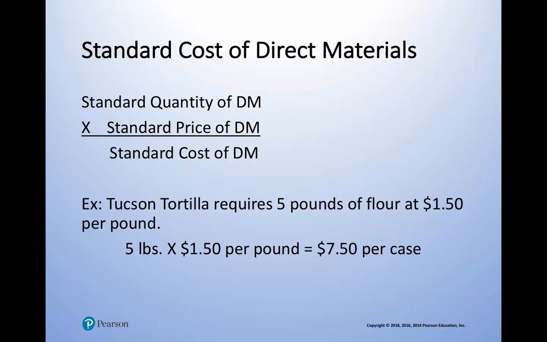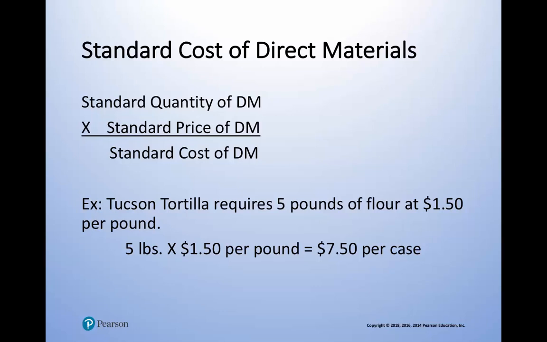Our example here: Tuscan tortilla requires 5 pounds of flour at $1.50 per pound. This is the first thing you want to write down, because we're going to follow Tuscan tortilla throughout the chapter. So our standard quantity is 5 pounds and our standard price is $1.50 per pound. We're talking about cases as our output, but for our direct material variances we're looking at inputs. So 5 pounds of material is our standard quantity, and our standard price is $1.50 per pound. Those are the two numbers you want to write down.